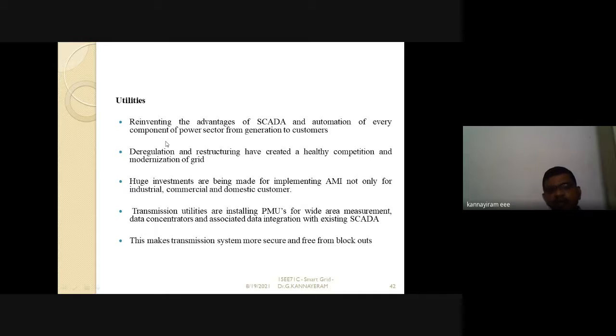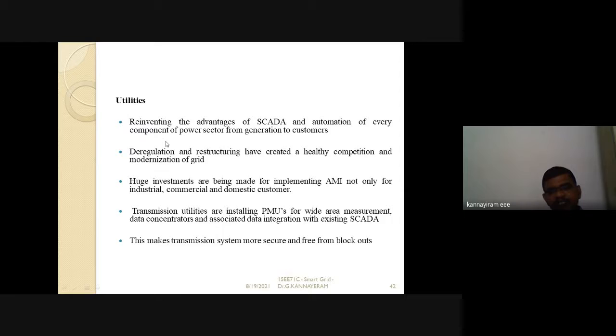Huge investment is incorporated by implementing advanced metering infrastructure, AMI, not only for industrial and commercial but also domestic consumers. Transmission utilities will also install PMUs, phasor measurement units, for wide area measurement, with data concentrators and associated data integration with the existing SCADA system.